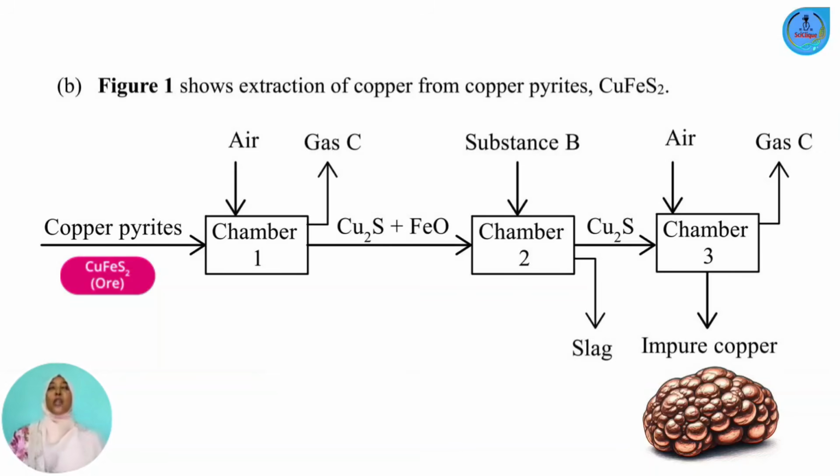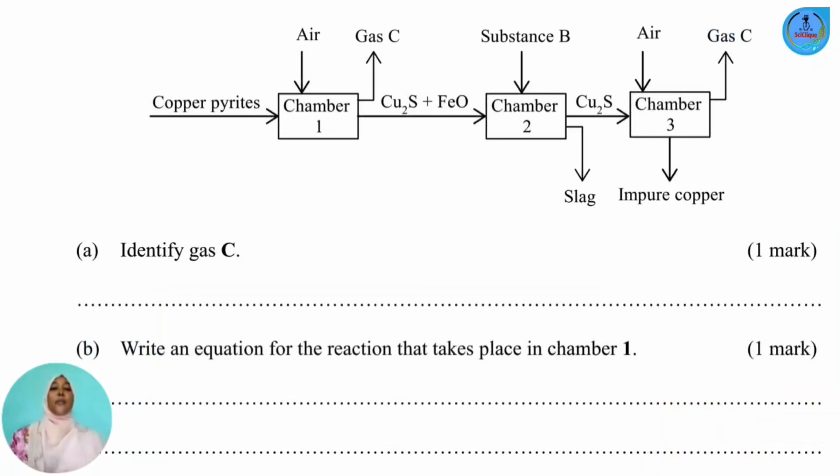Now let us go through the questions and see if we can answer them, based on our discussion. Question part A, identify gas C. Locate where gas C is. Gas C is coming out of chamber 3. Which gas is produced in the last chamber? Sulfur 4 oxide.